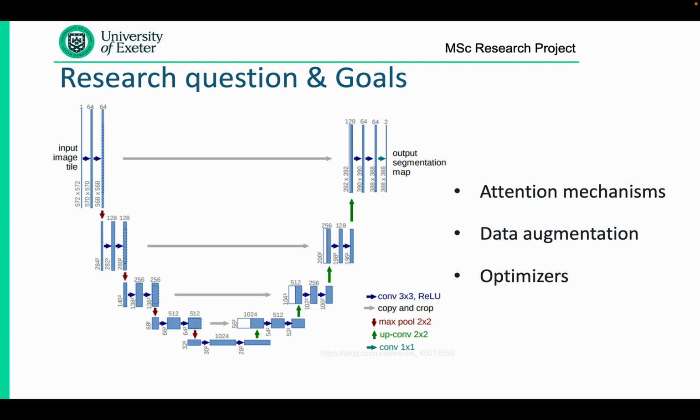Back to the topic, the main question is, how can we improve the base U-Net model to make it work even better? To do this, I'm testing a few ideas. First, adding attention mechanisms to help the model focus better on important areas. Second, using data augmentation to make training data more diverse and help the model generalize better. Third, trying different optimizers to find the one that works best. Finally, fine-tuning the model's parameters to optimize its performance.